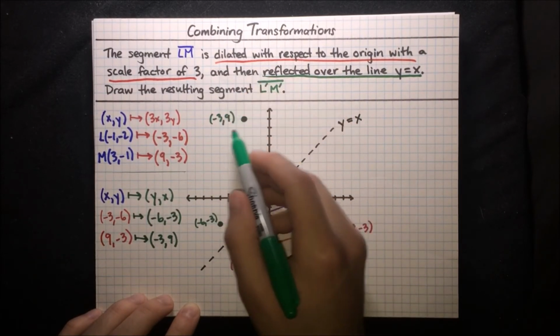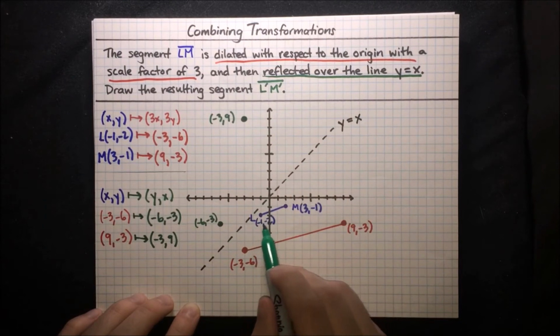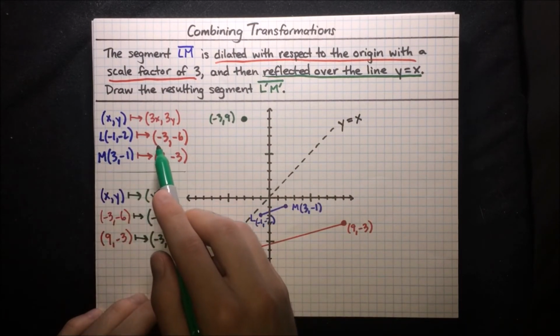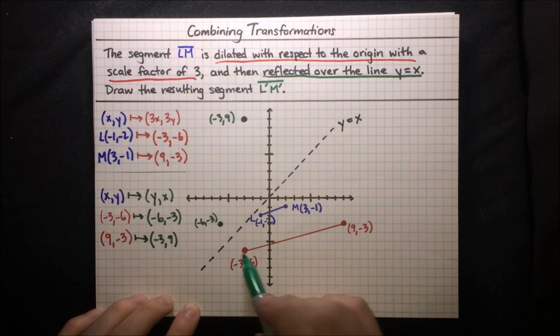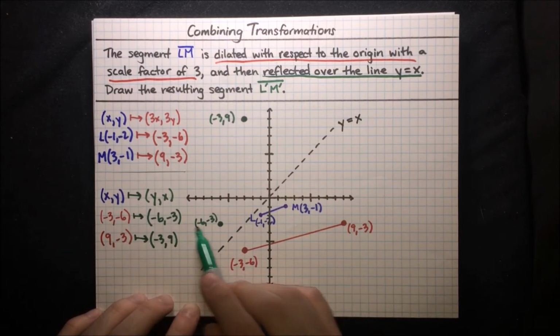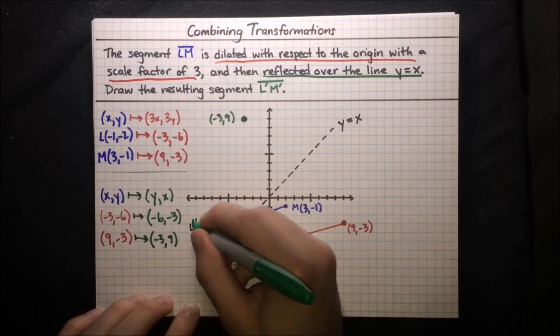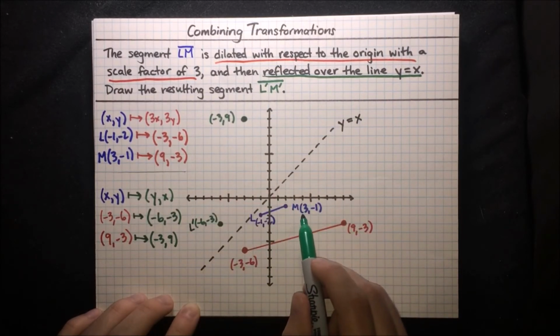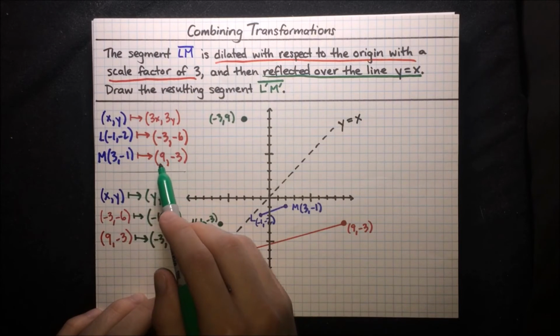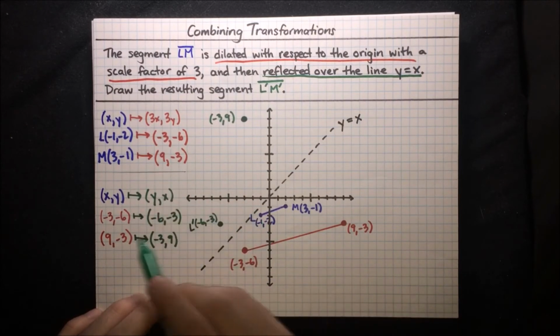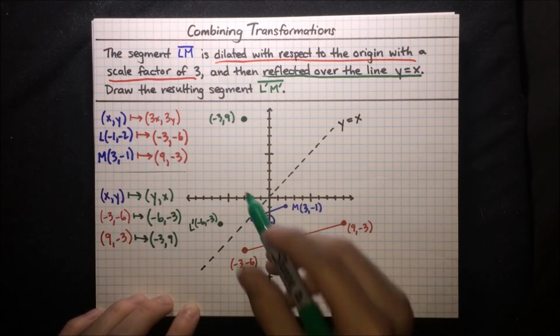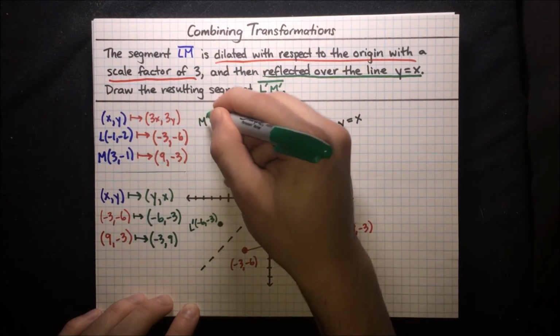We should also label these points. So L started at -1, -2, then that went to -3, -6, and then that went to -6, -3. So L prime is this point right here. Likewise, the point M, which was at 3, -1, went to 9, -3, and then that point went to -3, 9. So this is the point M prime, -3, 9.